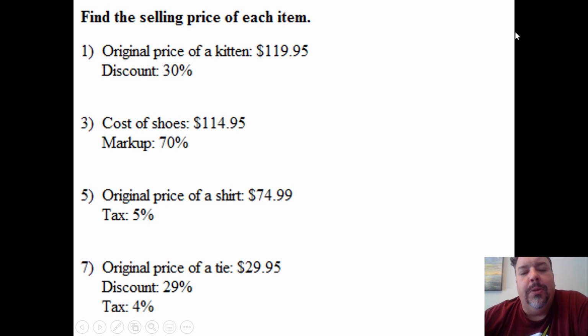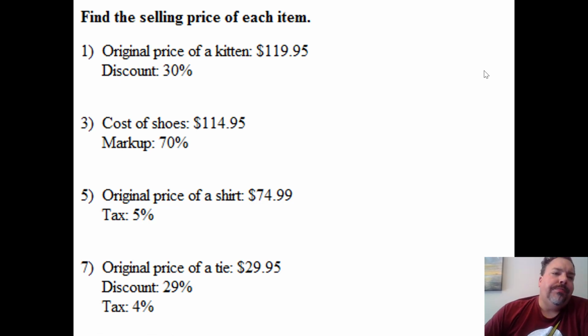Okay, in the next part here, we're going to do some more percent problems, some applications, finding the selling price of each item. And I'm going to go over a slightly different way than you might have learned about. So when you were doing these in school, here's method 1 that you probably did. So method 1, and then I'm going to give you a new improved method 2 way of doing it.